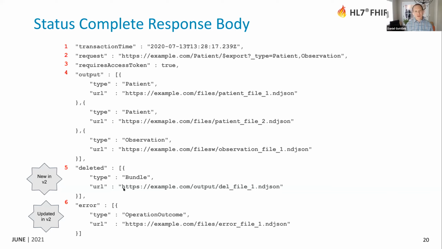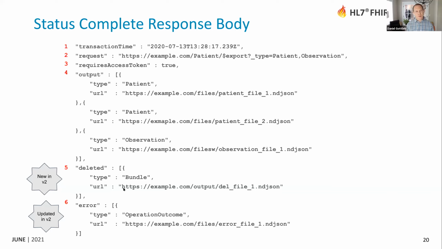Line 3 requires access token. I'll talk a little about authentication, or authorization, in a minute. This is basically specifying that as the client retrieves these bulk data files, it should use the same authentication mechanism it used when it triggered the request. And there are some reasons for that. These files could be stored in different places. If it's within an organization, they might be on a file server. If it's outside an organization, they might be signed URLs. So this tells the server to use the regular authentication.